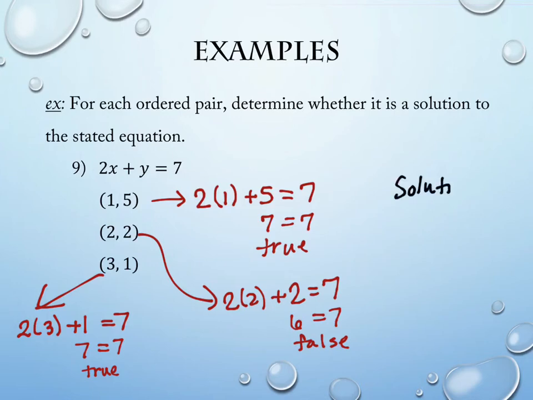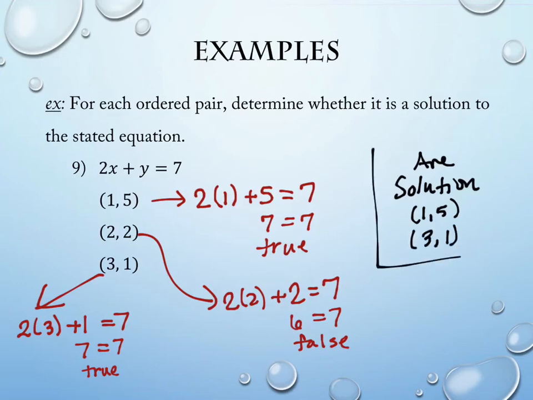These solutions, the ones that are solutions, were 1, 5 and 3, 1. And there's actually infinitely many more that I could have had given to me as well. But these are the 2 that I tried that worked. So they're both solutions.